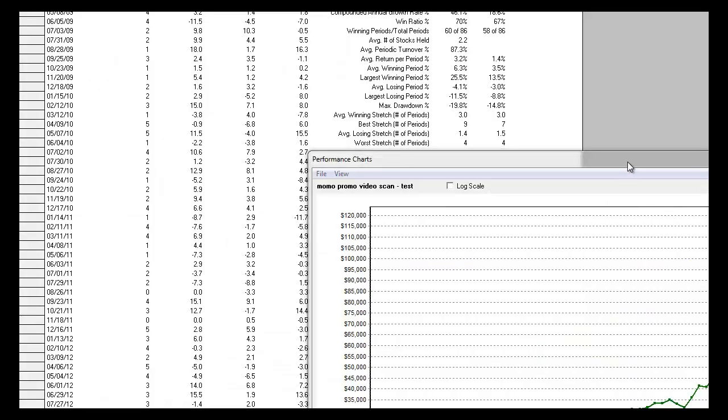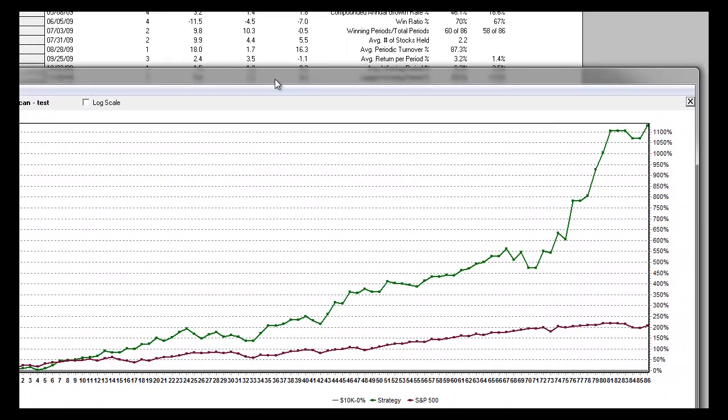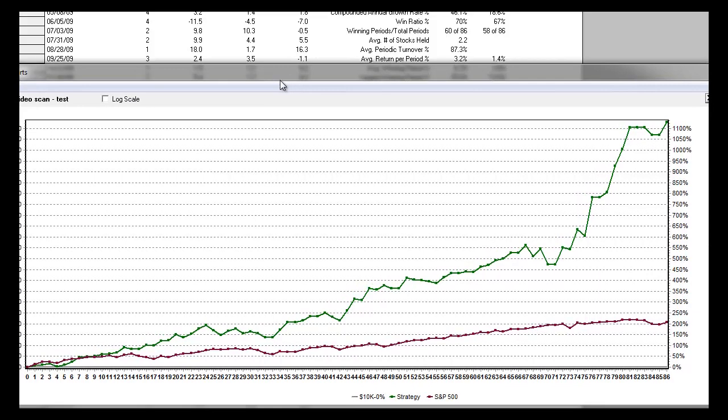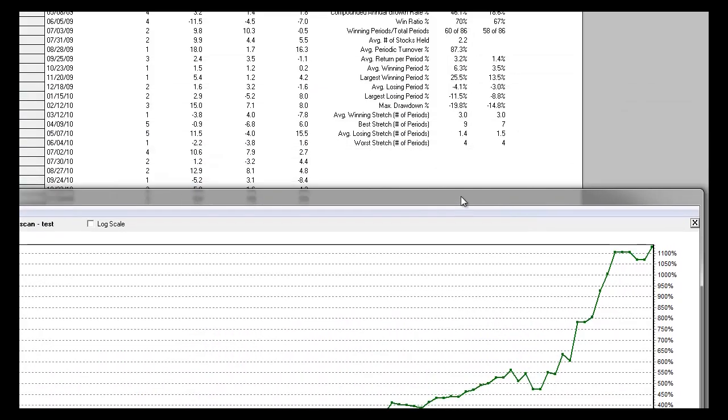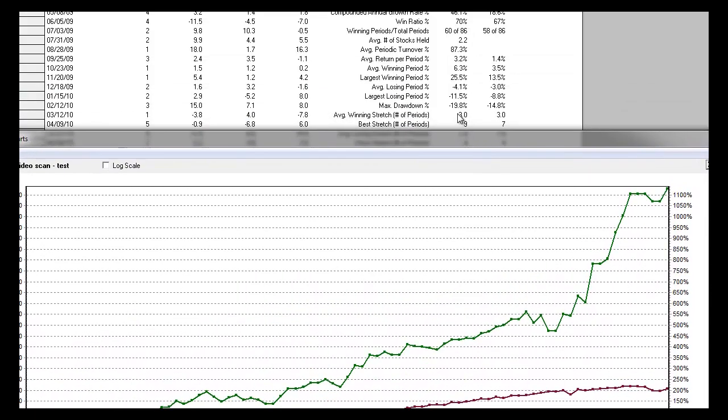All right, now take a look at this. Now we're into some serious returns here. We're up to 4 digits, 1,129.9% versus 208% for the S&P 500. That's an annual compounded growth rate of 46.1. Our drawdown is still reasonable at 19.8 for only trading 5 stocks versus 500 stocks for the S&P 500.